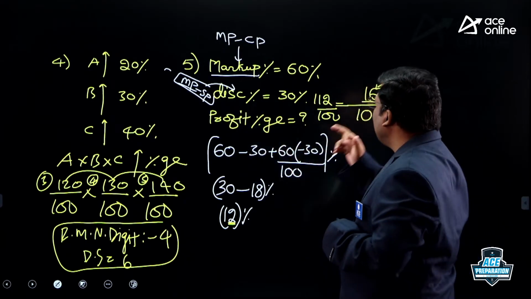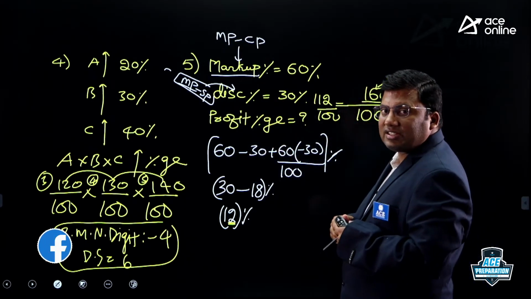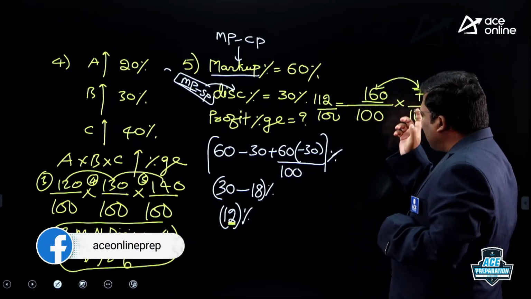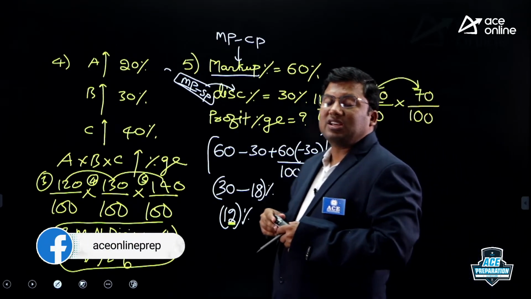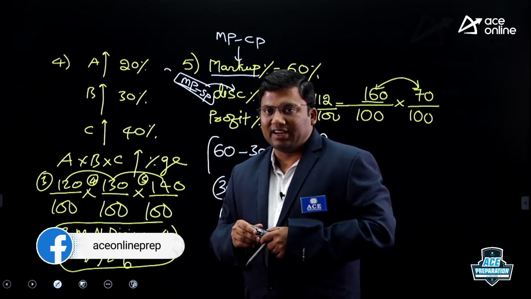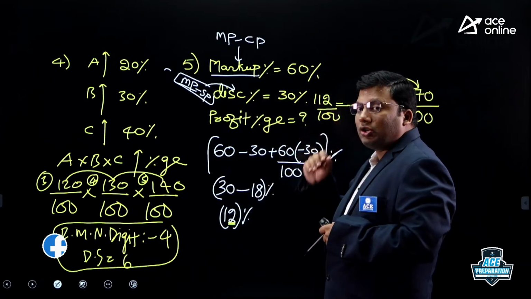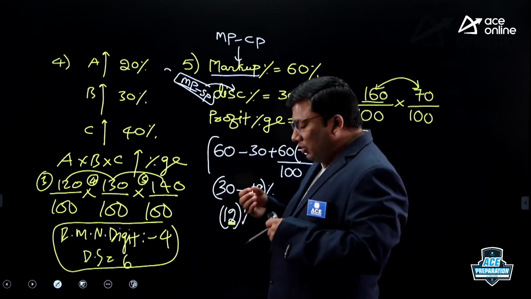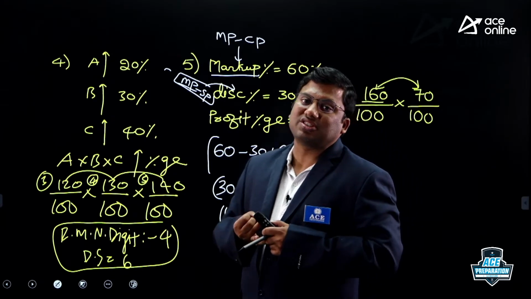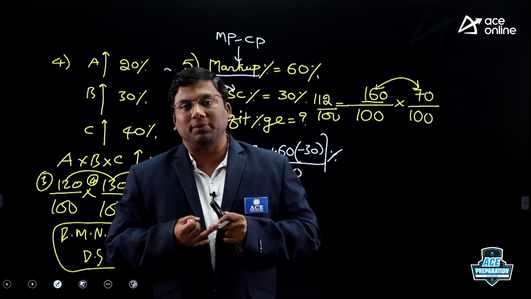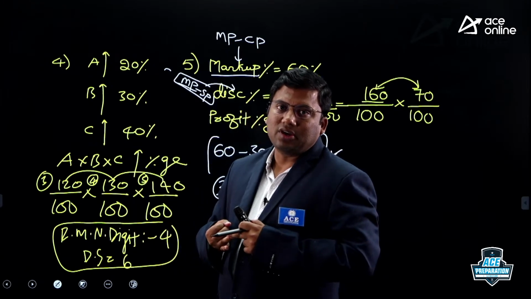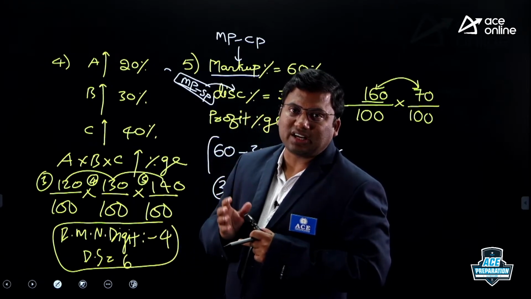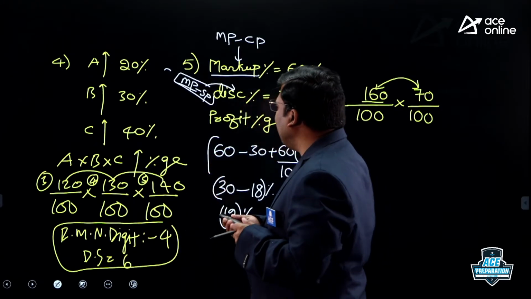Are you all with me? 70, what is the digital sum? 7. 7 sevens are 49. What is 4 plus 9? 13. 1 plus 3 is 4. 112, what is the digital sum? 4. You can use the rightmost non-zero digit, or you can use the concept of digital sum also. I hope the idea is clear.